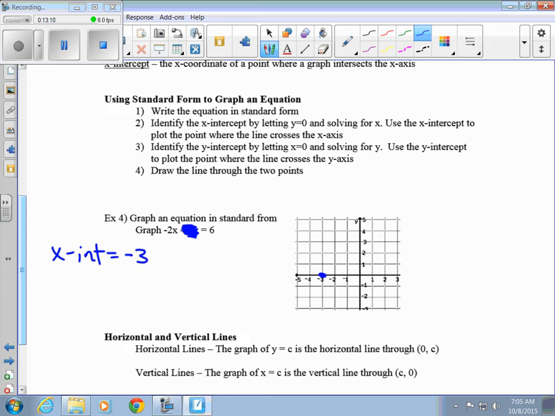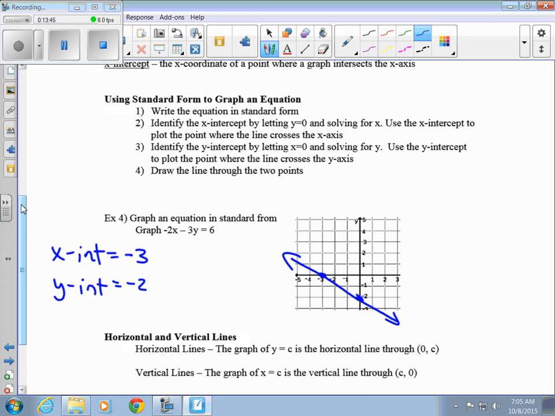Now we're going to do the same thing. Step 3 says identify the y-intercept by letting x equals 0 and solve for y. Use the y-intercept to plot the point. So now we're going to do the same thing. Cover up the x. That's 0. So my y-intercept, solve it. 6 divided by -3 is -2. My y-intercept's -2. Draw my line. That was step 4, and we're done. So that's how you can do a problem if it's in standard form by solving it.